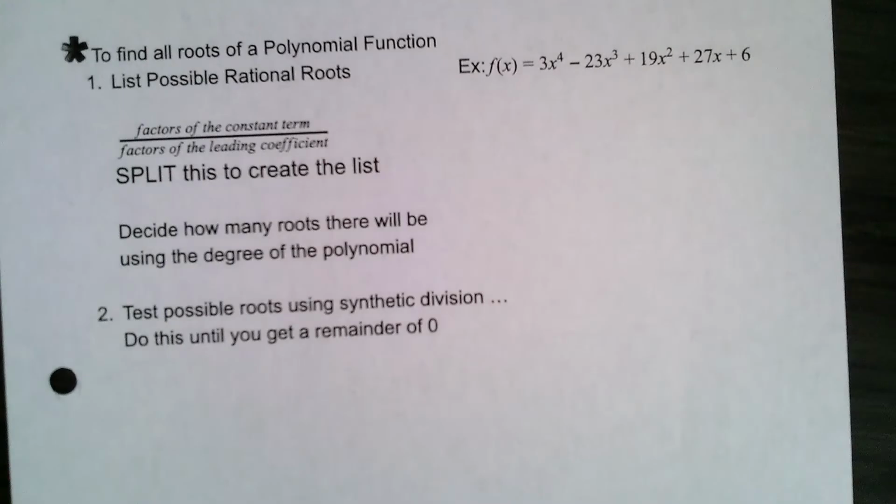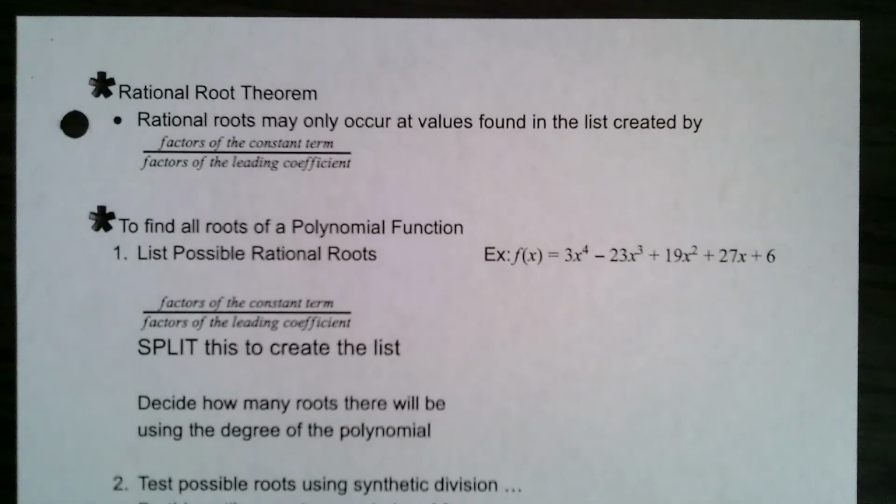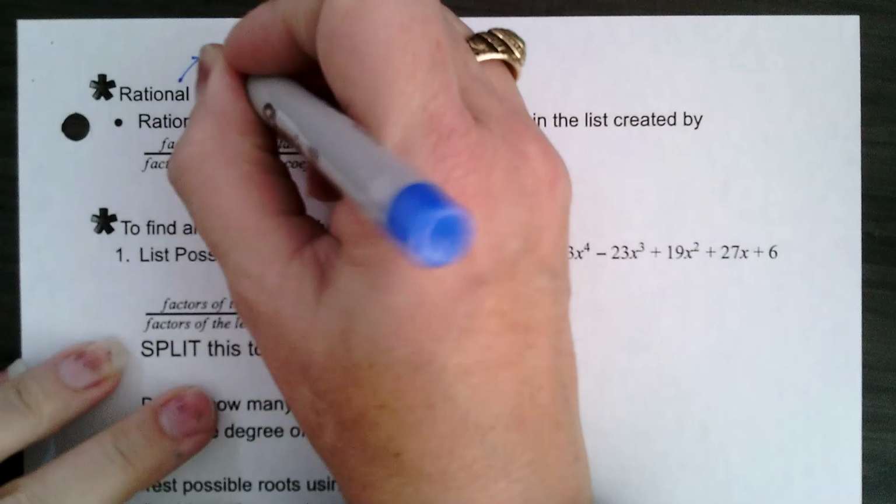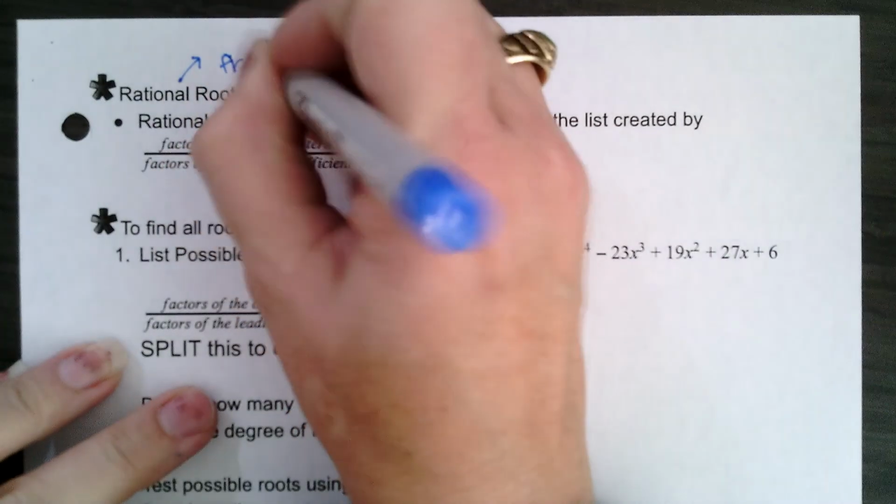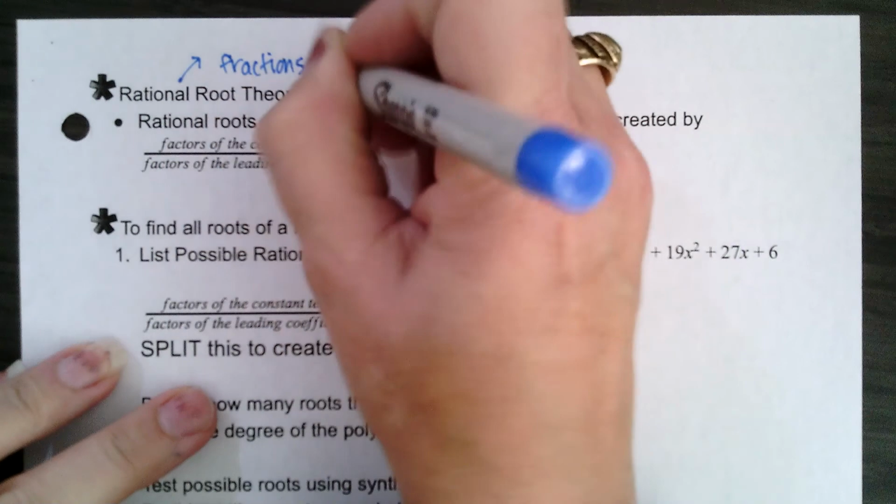So here's the rational root theorem. It says that rational roots, okay, remember rational numbers? Rational numbers are fractions and integers, basically.